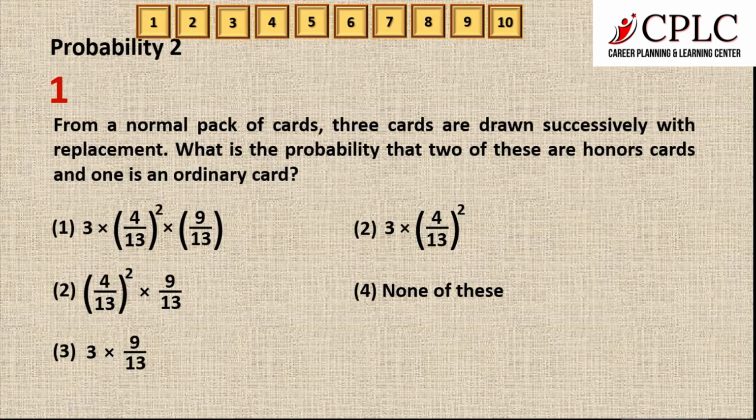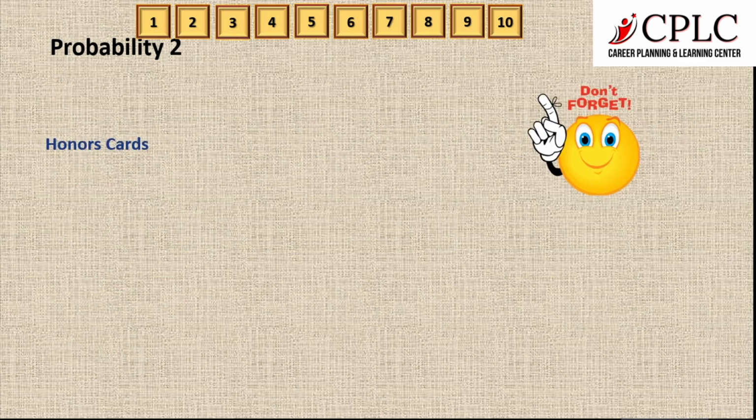From a normal pack of cards, 3 cards are drawn successively with replacement. What is the probability that 2 of these are honor cards and one is an ordinary card? If you remember the concepts, we had already told you some standard facts about the cards: what are the different types of cards that are available and what are their probabilities. But let's do a quick recap of that again.